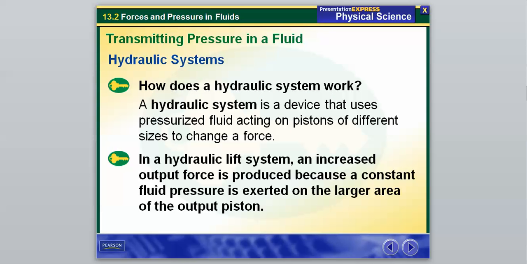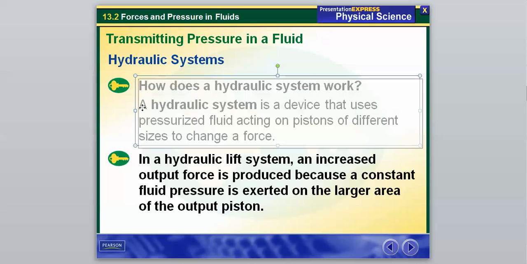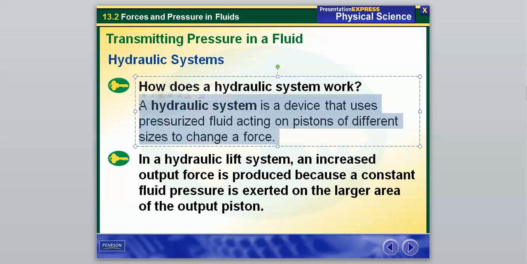So for our next one, some way that this can relate to a real-life example is something called a hydraulic system. If you're familiar with cars and trucks, you might know what this is: a device that uses pressurized fluids acting on pistons of different sizes to change a force. This will make more sense once we see our little picture in the next one.